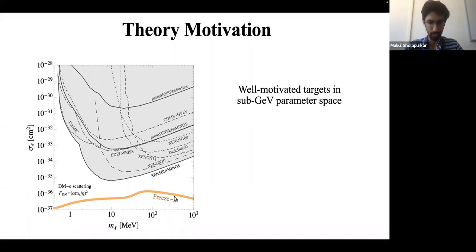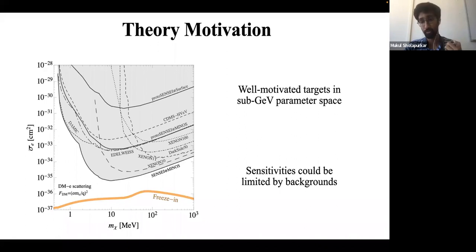So I'm just showing one target here. If you have fermionic dark matter interacting through an ultralight dark photon, then at these masses and at these cross sections on this line, you can generate the right relic abundance through the freeze-in mechanism. So this is a very nice theory target, and we would in principle like to probe this target in these experiments. And these experiments are trying to expand in their exposure and are trying to get sensitivity to lower and weaker interactions. But they could be limited in their sensitivities by backgrounds.